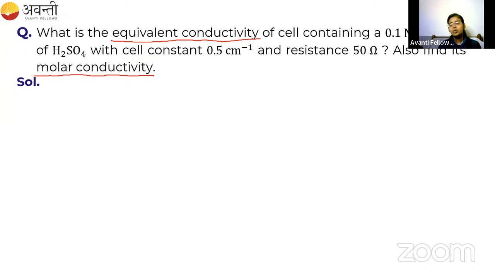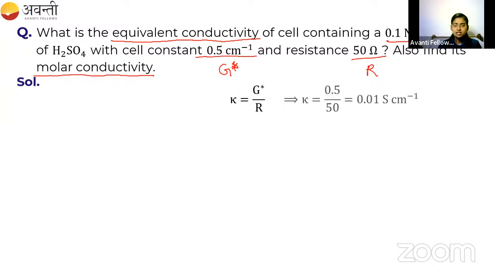To find both, we need the kappa value, right? Because we are provided with the normality value, the cell constant value G star, and the resistance value. But to solve this question, we need kappa. So what is kappa? Kappa, the conductivity, is equal to G star divided by R, where G star is the cell constant and R is the resistance. We have the values for both of these terms, so we can substitute: 0.5 divided by 50 ohm will give us 0.01 Siemens per centimeter.